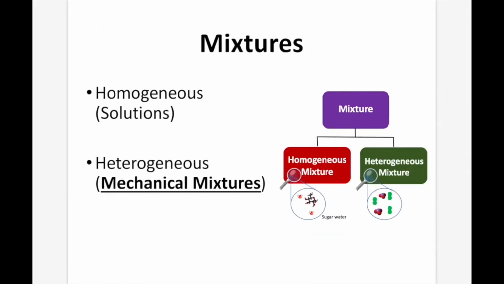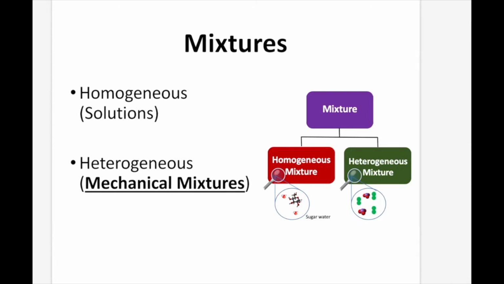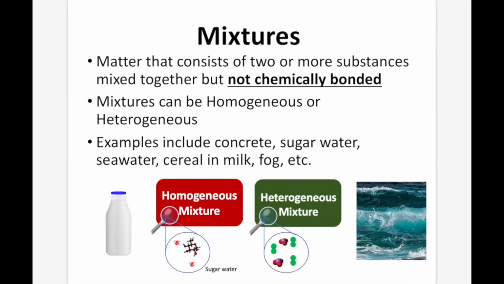Within mixtures, there are going to be two examples: homogeneous, which are our solutions, and heterogeneous, which are our mechanical mixtures. Matter that consists of two or more substances mixed together but not chemically bonded is called a mixture. That's key: not chemically bonded. Mixtures can be homogeneous or heterogeneous.